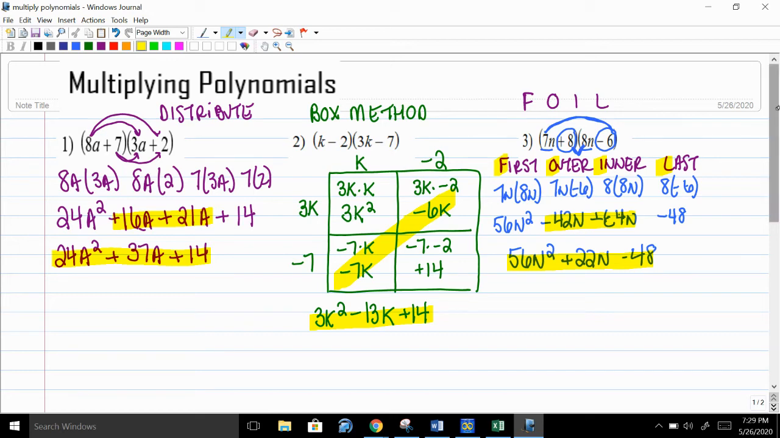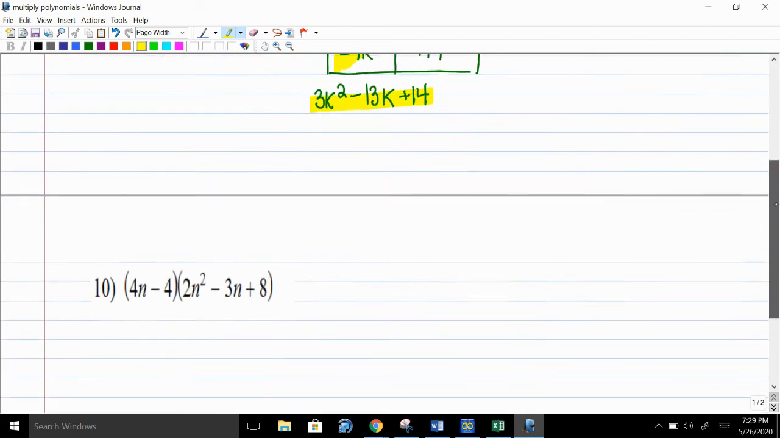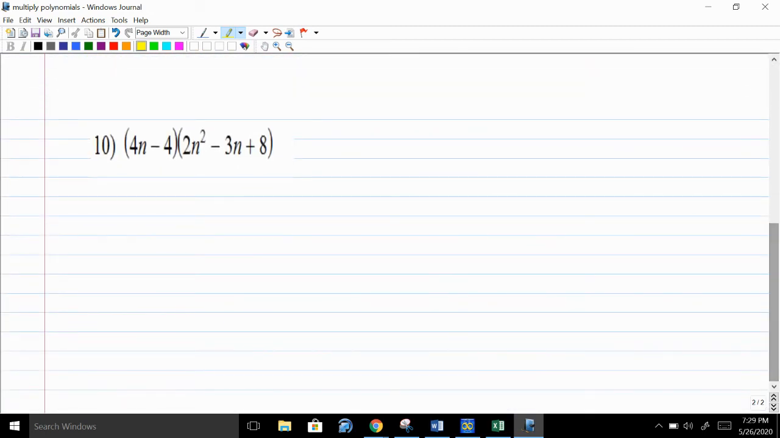Now what happens when I change it? So let's take a look at another example here. What happens when I have something like this? I have a binomial being multiplied by a trinomial. I have something with 2 terms being multiplied by something with 3 terms. The FOIL method that we discussed in number 3 in the earlier example is out the window. I cannot use FOIL, because you're going to have first terms, right?